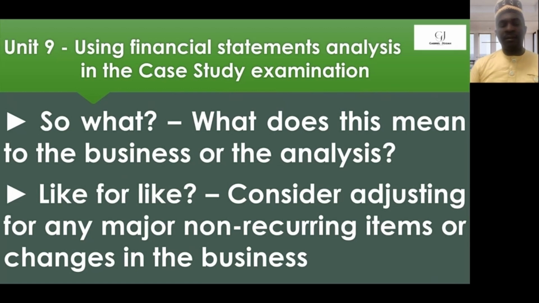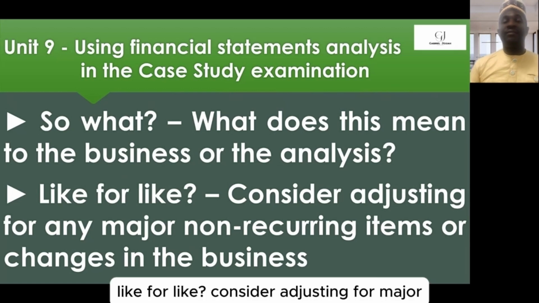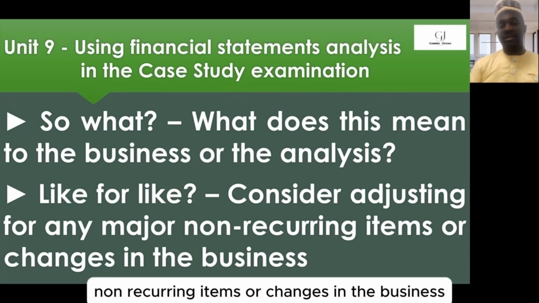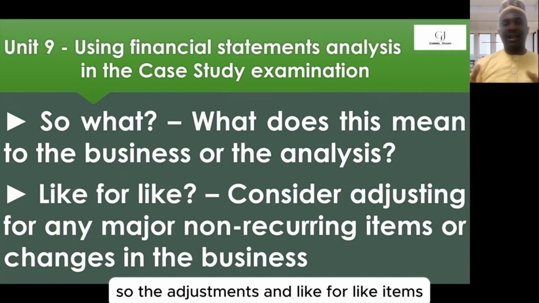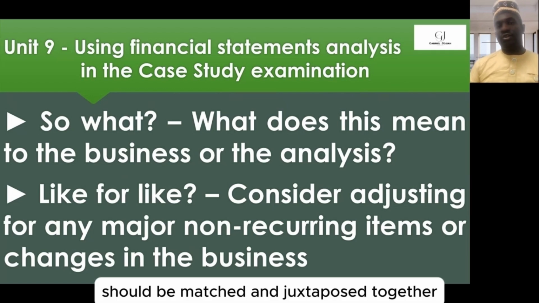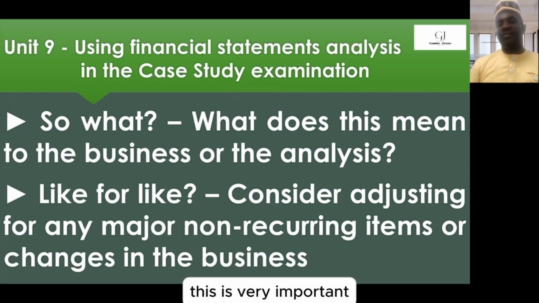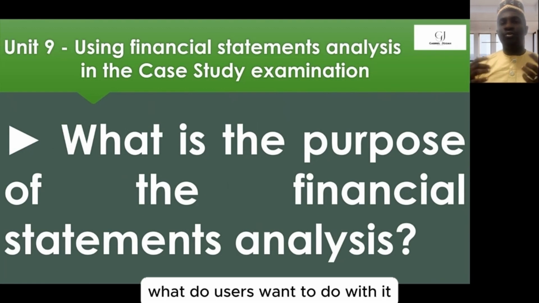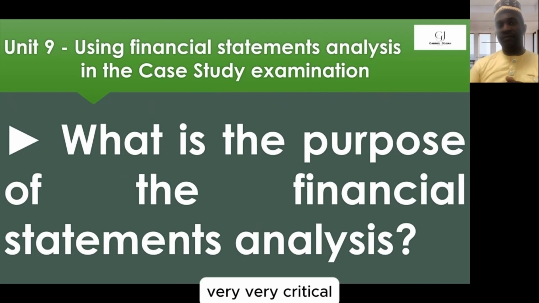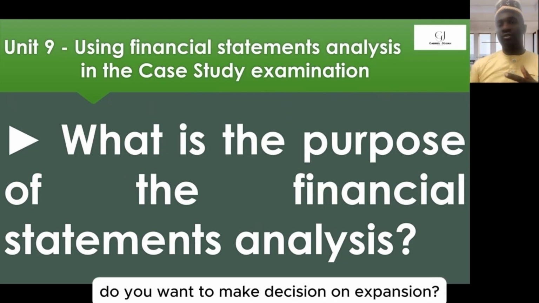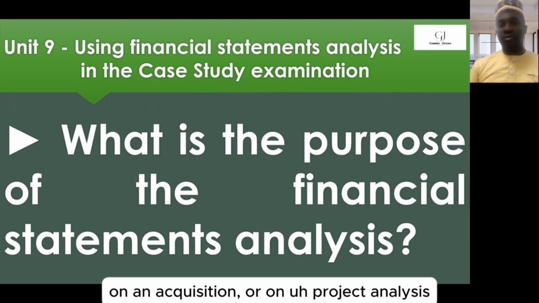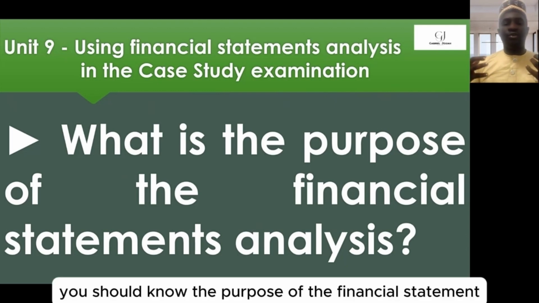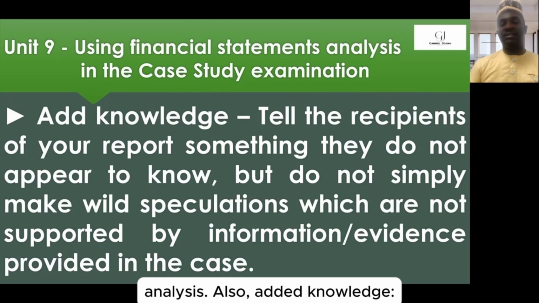Good question. The next one is like for what? Like for like. Consider adjusting for major non-recurring items or changes in the business. So the adjustments and like-for-like items should be matched and juxtaposed together. This is very important. What is the purpose of the financial statement analysis? What do users want to do with it? Very, very critical. Do you want to make decisions on expansion, on acquisition, on project analysis, whatever it is? So you should know the purpose of the financial statement analysis.